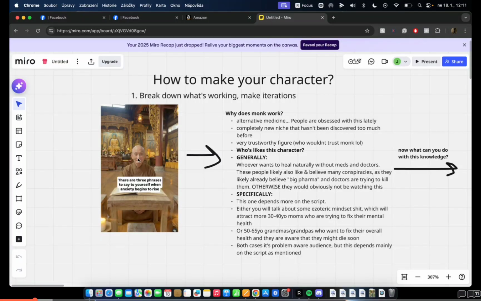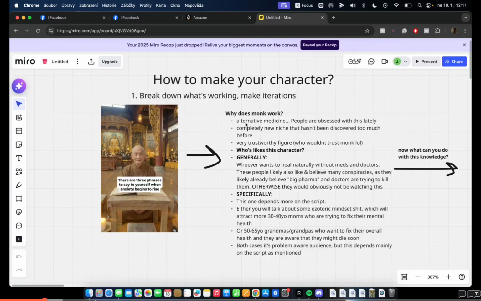So first of all, we have Monk as an example here, and if you want to make your character the easiest way, which is to break down what's working and make iterations of it, then you need to break down why this character worked. So obviously everyone has probably seen this young man on IG. Shout out Shalif, by the way. This was a very, very good idea. And so you gotta break down why this monk, or why this character, even worked.